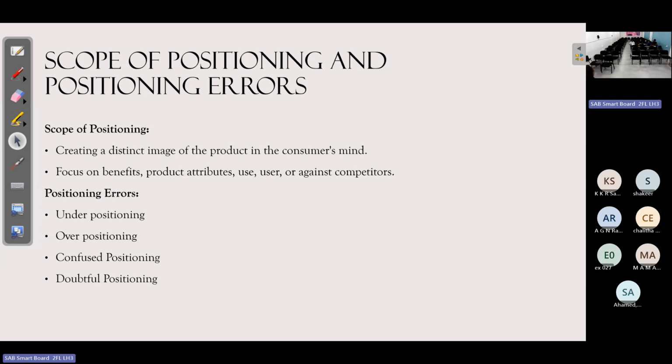So you can write down that overpositioning provides information of the product in a very narrow or limited way.